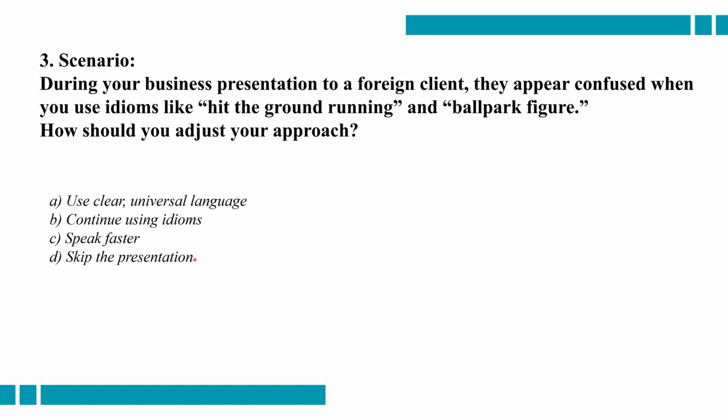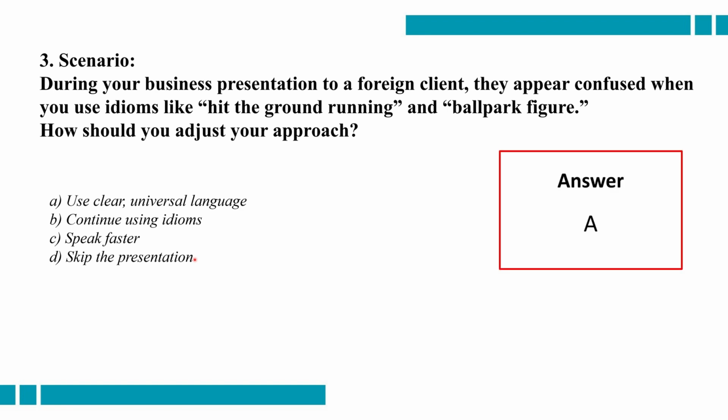So here, this type of question checks your intercultural communication skills in professional presentation. So the correct option is option A: use clear universal language. So why? Idioms like hit the ground running or ballpark figure are common in English, but non-native speakers may not understand them. So in global business, clarity is more important than being fancy with the language. By using simple, universal terms, you make sure your message is understood by everyone, regardless of their cultural or language background. So this shows respect, cultural sensitivity, and professionalism in communication.